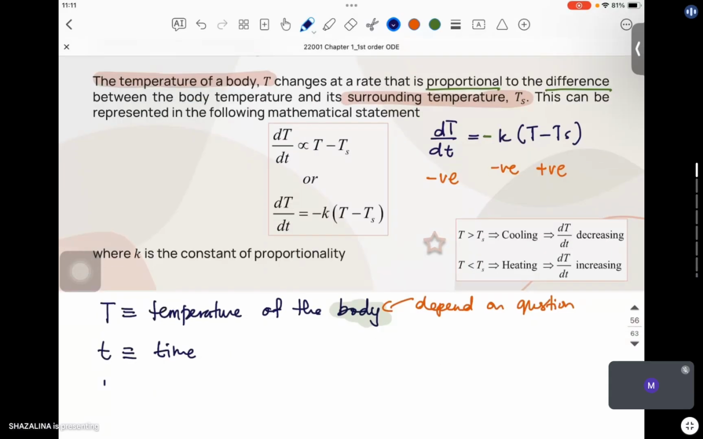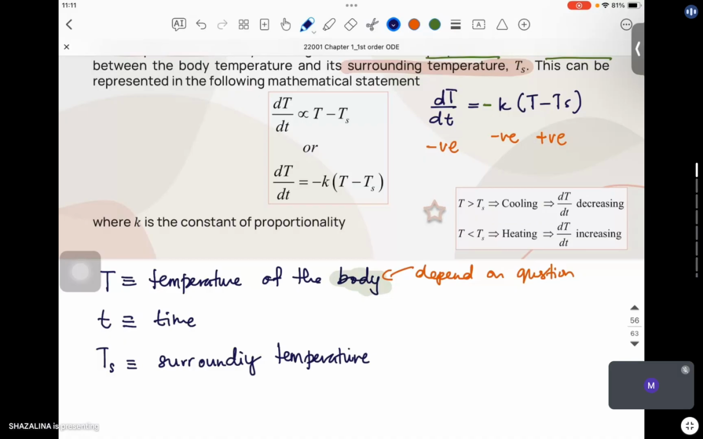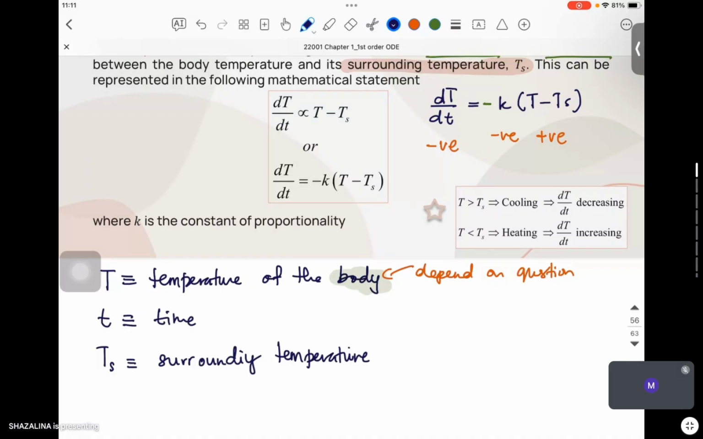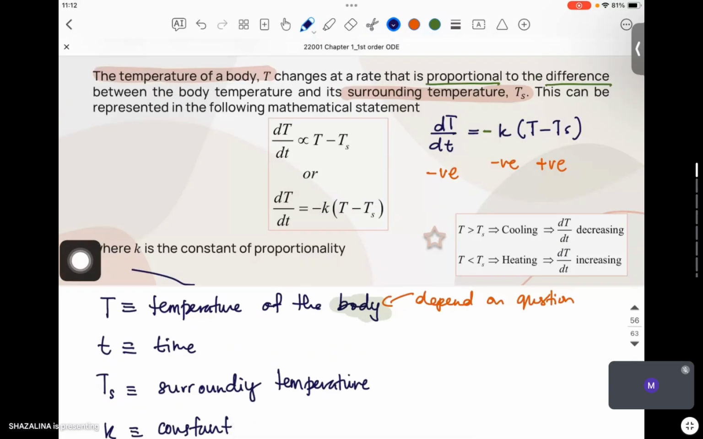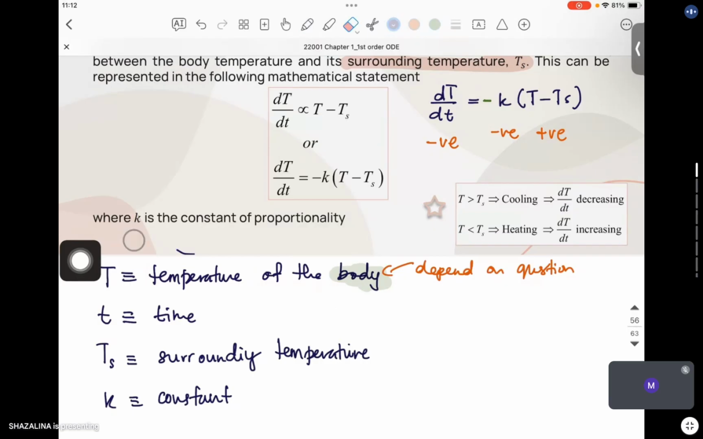Okay, then we have Ts. Ts here represent surrounding temperature. Then we have K. K here is constant. Setakat ini, we have only 1, 2, 3, 4 parameter.